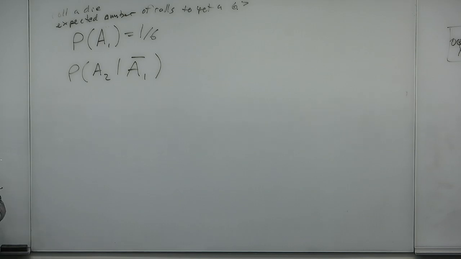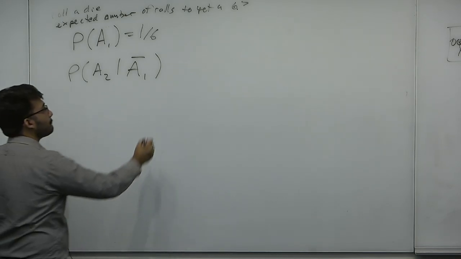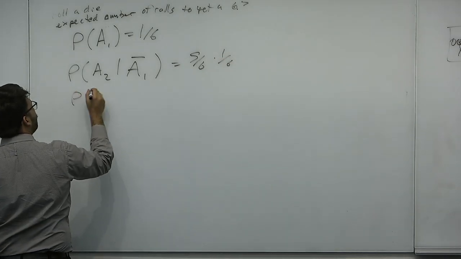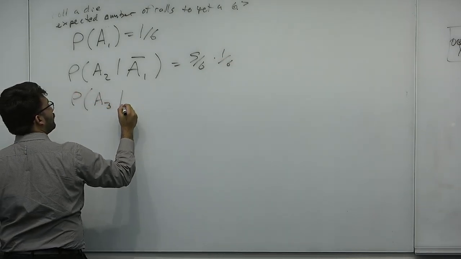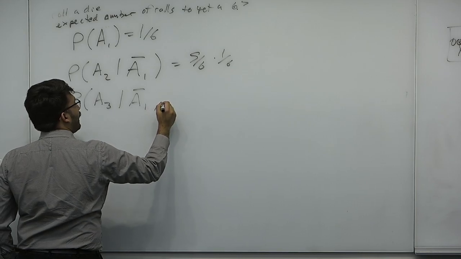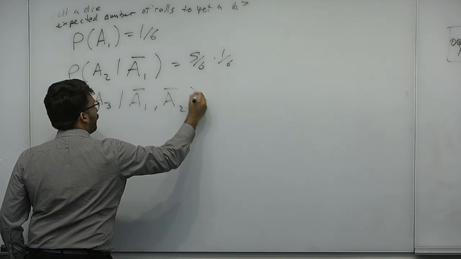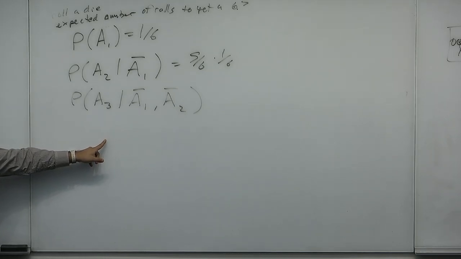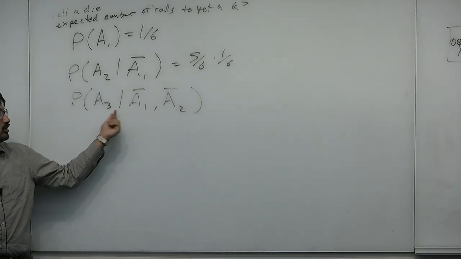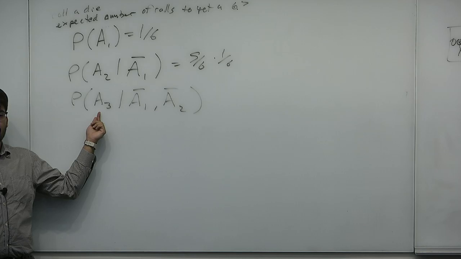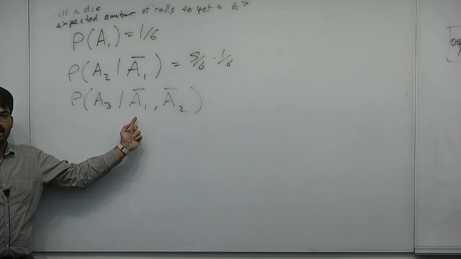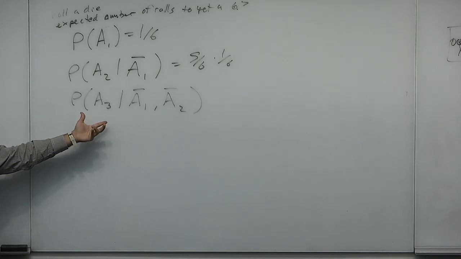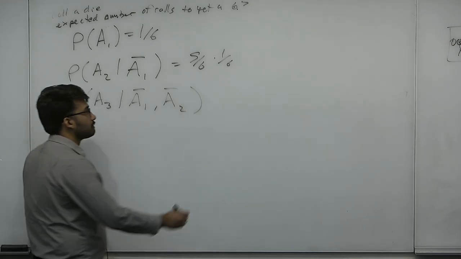5/6 times 1/6. Exactly. Now, what is the probability that the third roll is a 6, given that the first roll was not a 6, and that the second roll was not a 6? Now, this is a new notation. You can condition on many such events, right? Several things occur, you can condition. We do the bar. This is read as: what is the probability of A3 given A1 complement, A2 complement, right? What is this? 5/6 times 5/6 times 1/6.